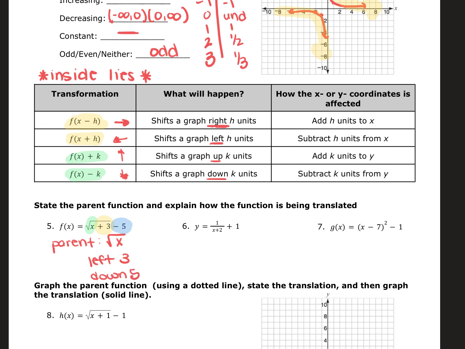Let's look at the next one. Okay, parent function without the adding and subtracting, it's the 1 over x. So my parent function is going to be 1 over x. And now let's figure out how it's translating.